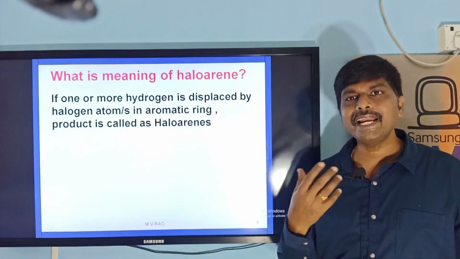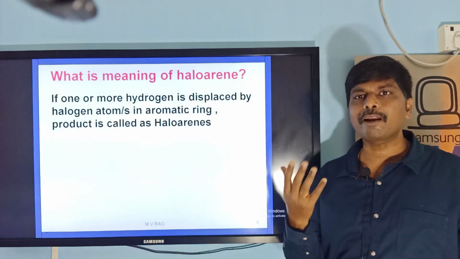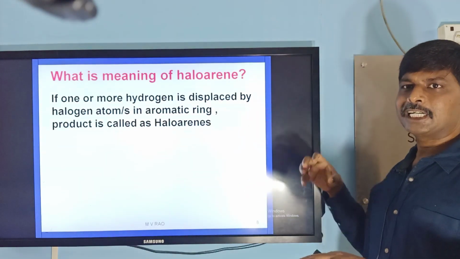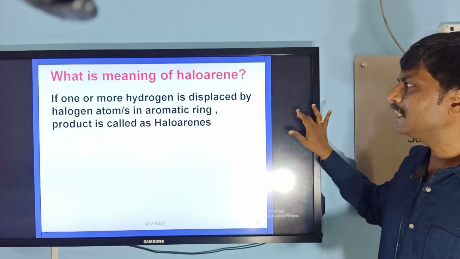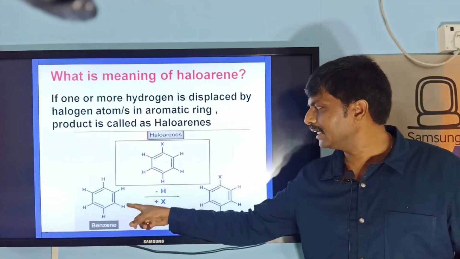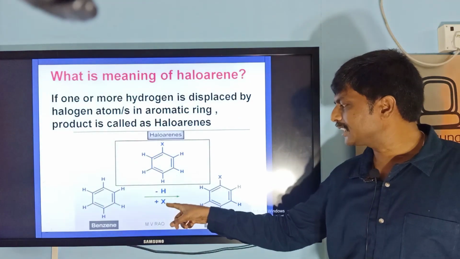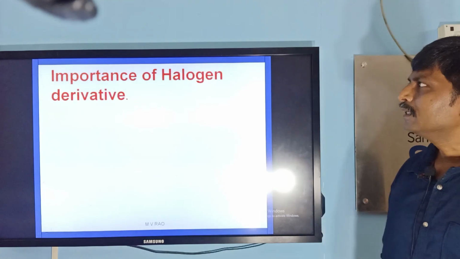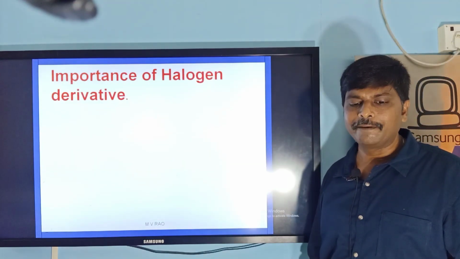Next we will see what is the meaning of haloarene. Haloarene: you take arene, that means benzene, an aromatic hydrocarbon. From the benzene ring, you remove one H and add halogen, then it is called haloarene. Here you can see benzene. From benzene, you remove H and add X, then you will get haloarene.